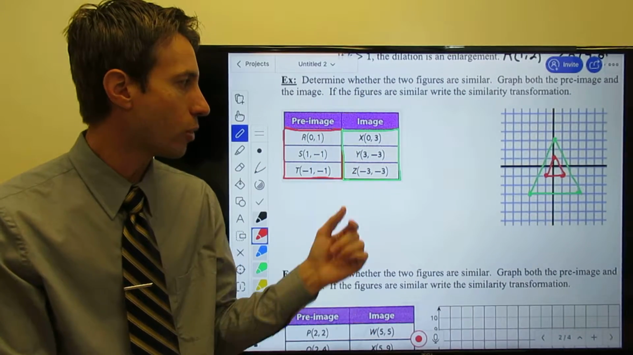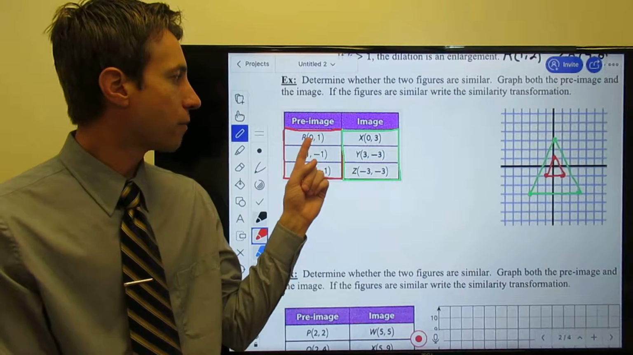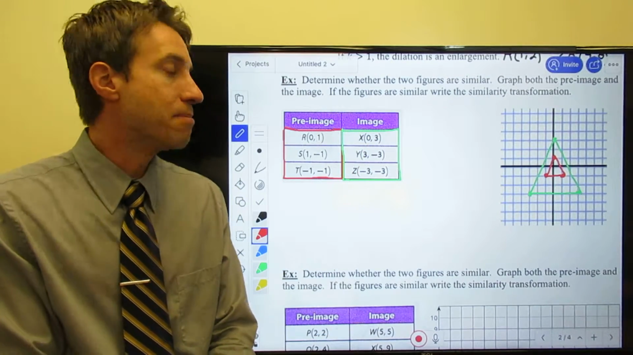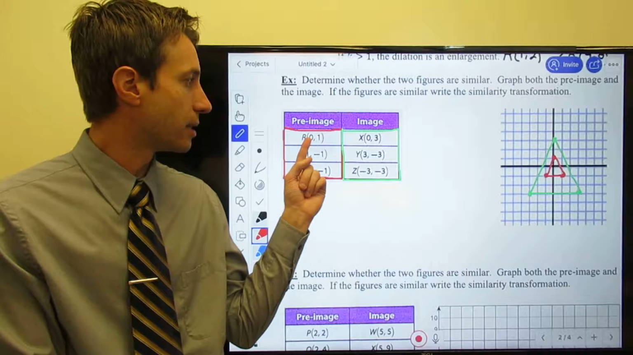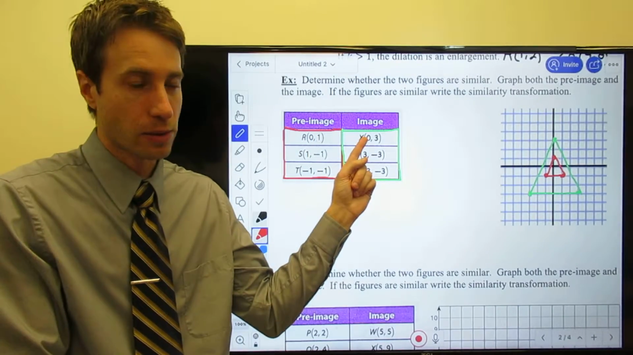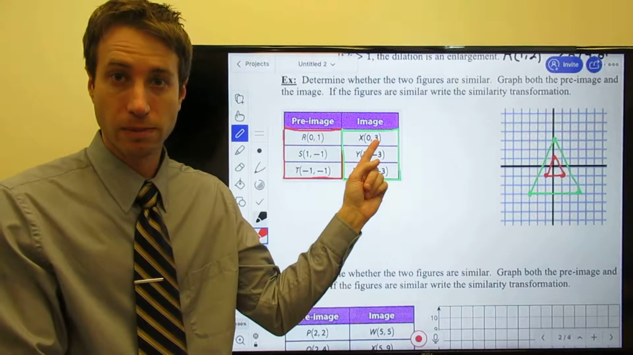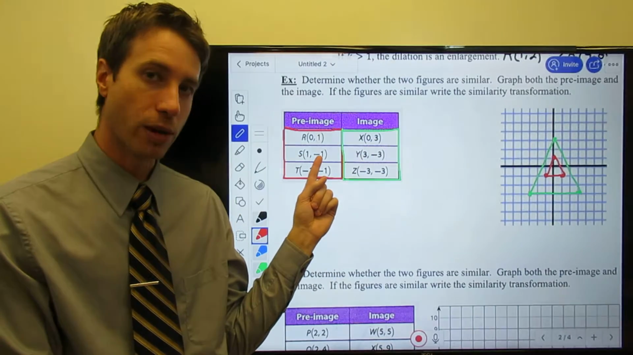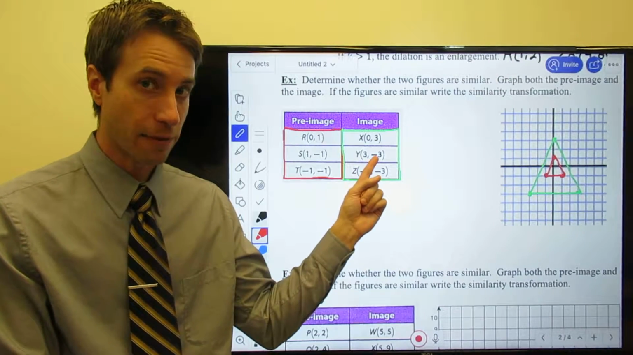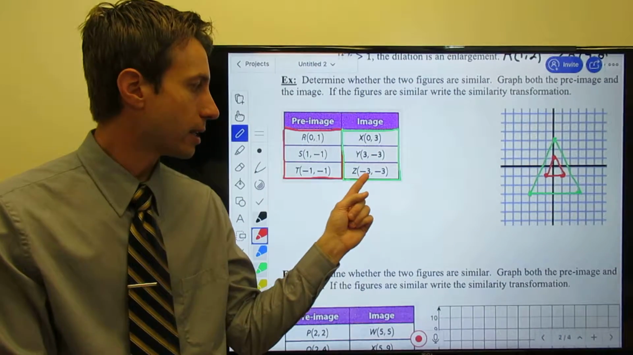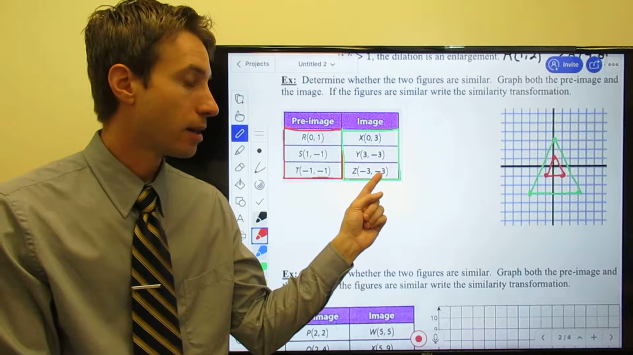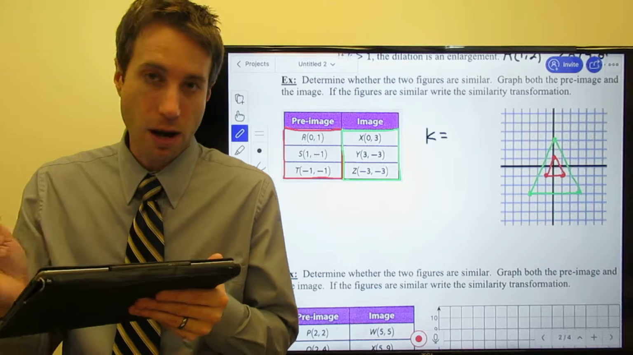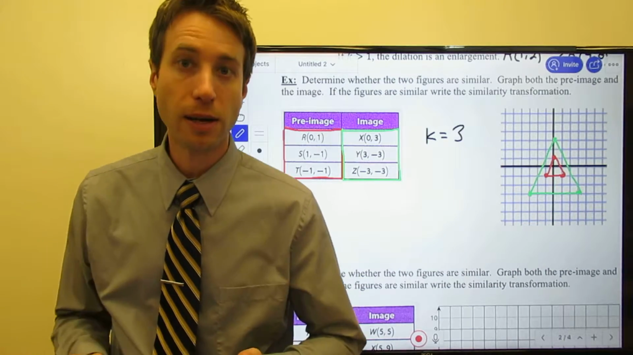Just look at the points, right? How do I go from 0, 1 to 0, 3? Well, it looks like I multiplied everybody by 3. 0 times 3 is still 0, but 1 times 3 is 3. A negative 1 times 3 would be a negative 3. So, real quick, not hard to see, my scale factor is 3.